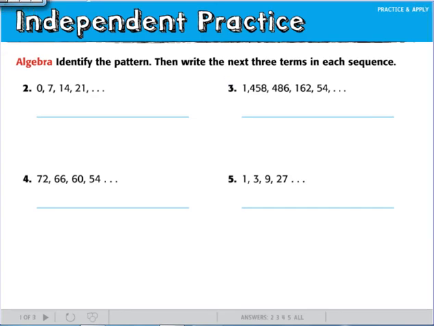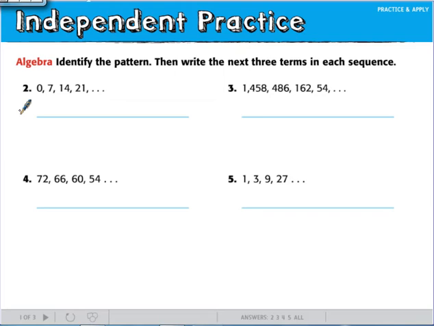So here we go. Okay, we're going to identify the pattern. Then write the next 3 terms in each sequence. So 0 to 7. Isaiah, how do we get from 0 to 7?